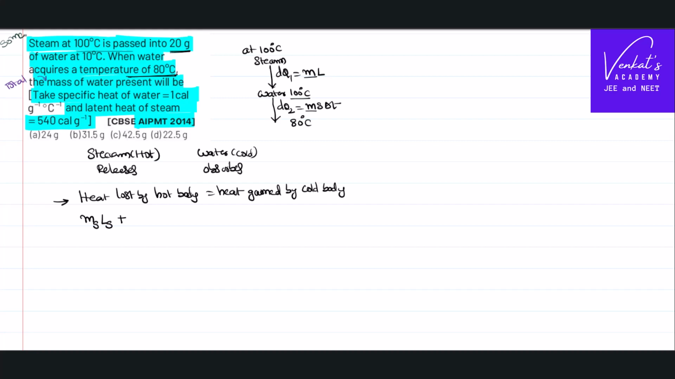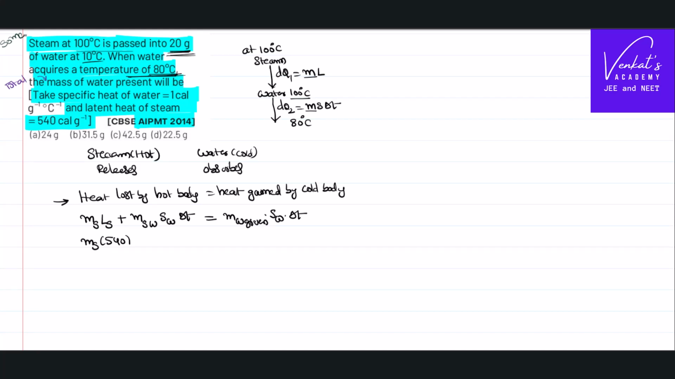Now it is not in steam form, it is in water form. Still the mass remains the same, the mass of steam-converted water. I am writing s_w, the specific heat of water, because it is water, and delta T. Heat gained by the water is the heat given, right? So mass of the water given into specific heat of the water into delta T of the water. This water is at 10, it has to get to 80, so it has to rise its temperature from 10 to 80, right? So the mass of the steam is not known to me.